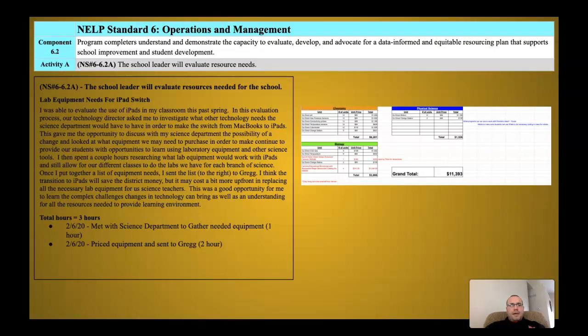Next was 6.2a. The school leader will evaluate resource needs. For this, I had the opportunity to look into our school district thinking about switching over from our MacBook Airs to iPads for the students, and so our technology director was able to contact me, get me an iPad, and then he wanted to make sure that everything I did in my classroom was able to be done on the iPad.